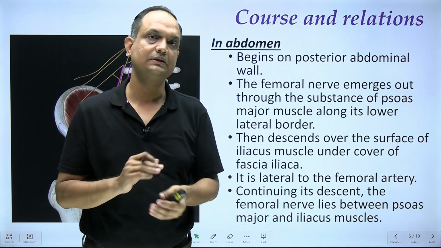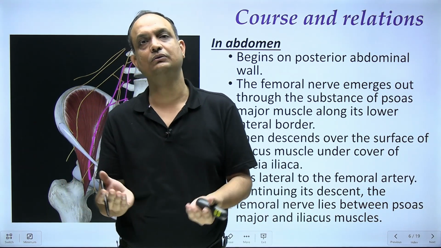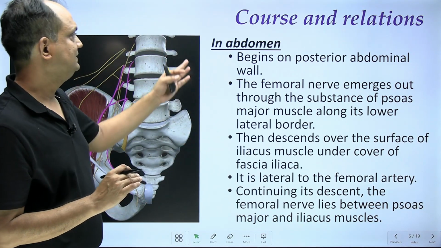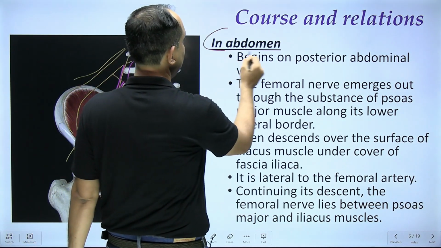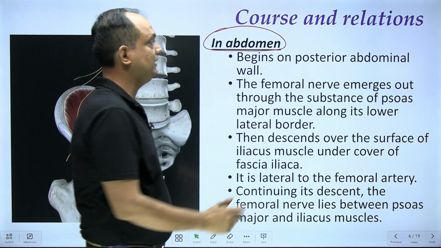So first we will see the course in the lower part of the abdomen and then it enters into the thigh. So we will see the course in the thigh also. So let's discuss first its course in the abdomen. So it begins on the posterior abdominal wall, but obviously why posterior?